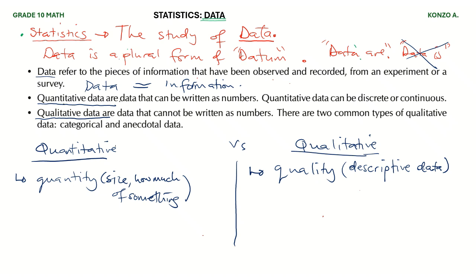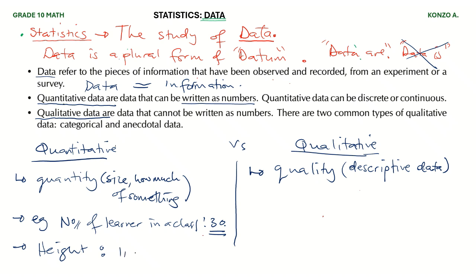In mathematics, we say quantitative data are data that can be written as numbers. For example, the number of learners in your class. This can easily be written as 30 or something like that, right? Or I can say, what is your height? And you can tell me, well, I am 1,37 meters, not centimeters, high. Those are the kind of examples of what we mean by quantitative data. We want to know how much of something we actually have. And this quantitative data can either be discrete or continuous, which I'll discuss very soon after this.